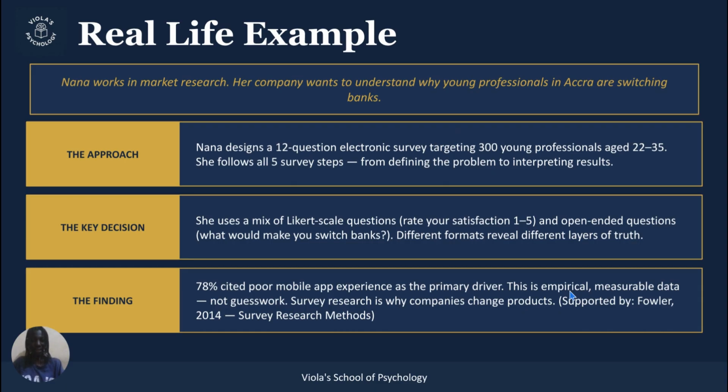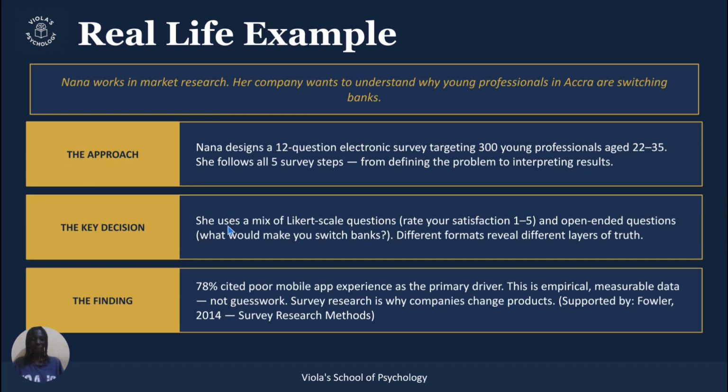All right, so let's move on to the next slide. Now we are going to apply this. We're going to talk about this using a real life example. So here, Nana designs a 12-question electronic survey targeting 300 young professionals aged 22 to 35. She follows all 5 survey steps carefully, as I mentioned in the previous slide, from defining the problem to interpreting the output.